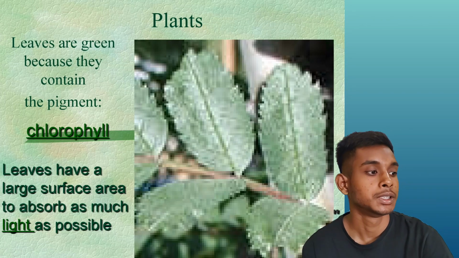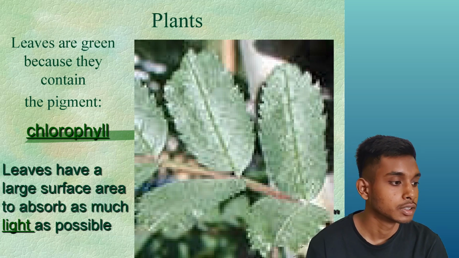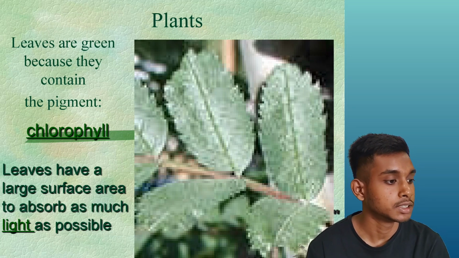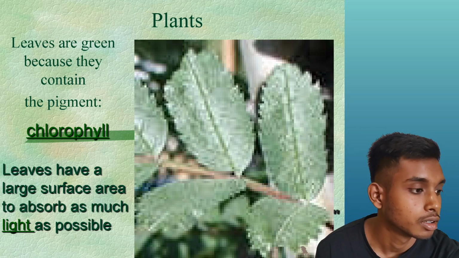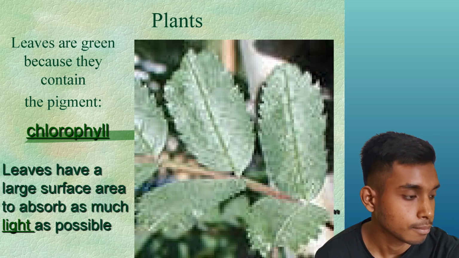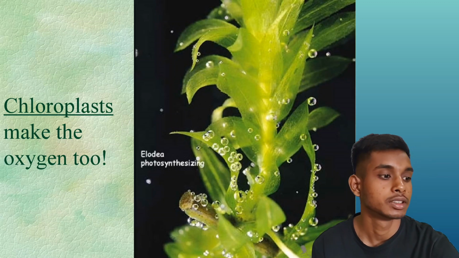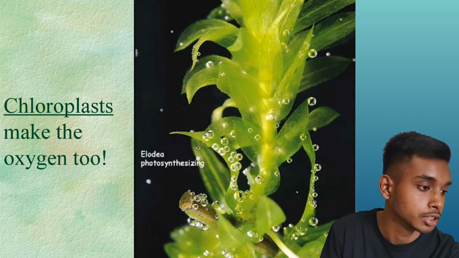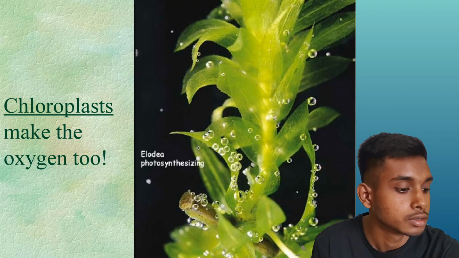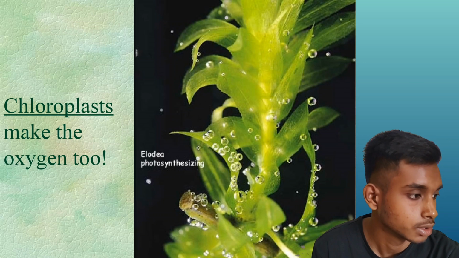Plant leaves are green because they contain a pigment called chlorophyll. Leaves have a large surface area to absorb as much light as possible. Chloroplast makes the oxygen too. The representation of a plant underwater is given below. Next slide.